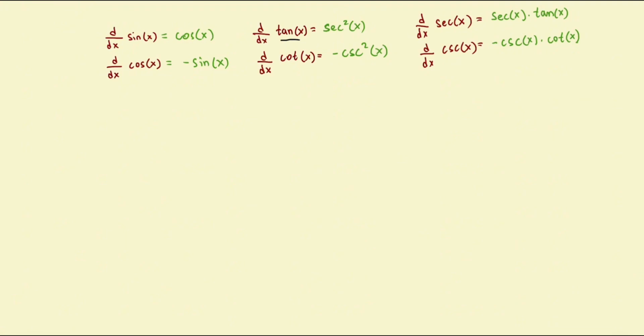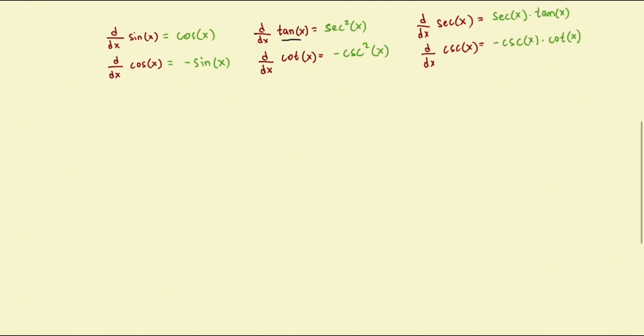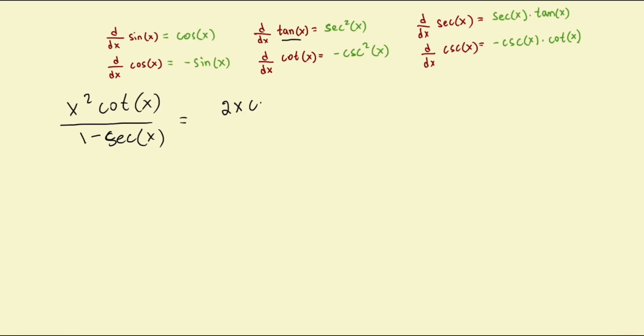Now we'll do two more examples using everything we learned. Now we'll derive x squared times cotangent x over 1 minus secant x. This would equal the derivative of the numerator, which is 2x, times cotangent x, here we're using the product rule, plus derivative of cotangent x, which is negative cosecant squared x, times the first function x squared. This is the derivative of the numerator.